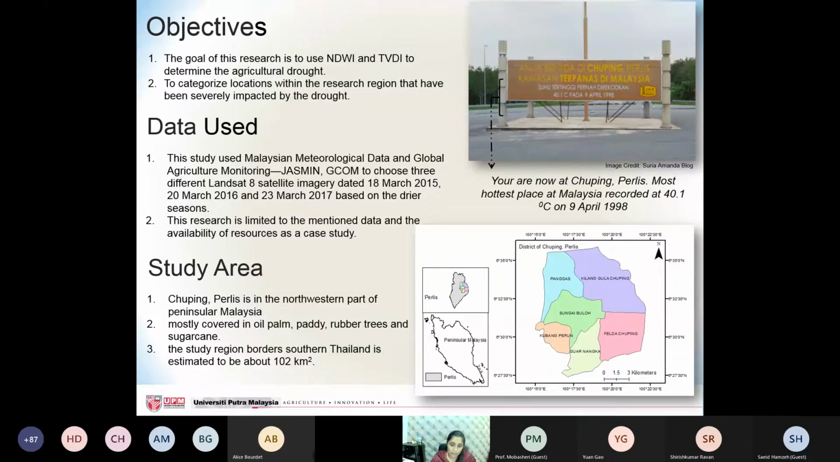As you can see, there's a map on the bottom right, and that is Peninsular Malaysia. The gray area is the state adjacent to Thailand, I would say southern Thailand. And the colorful big map is the district of Chuping, Perlis, which is said to be one of the hottest areas in Malaysia, the so-called hotspot of the country as well.